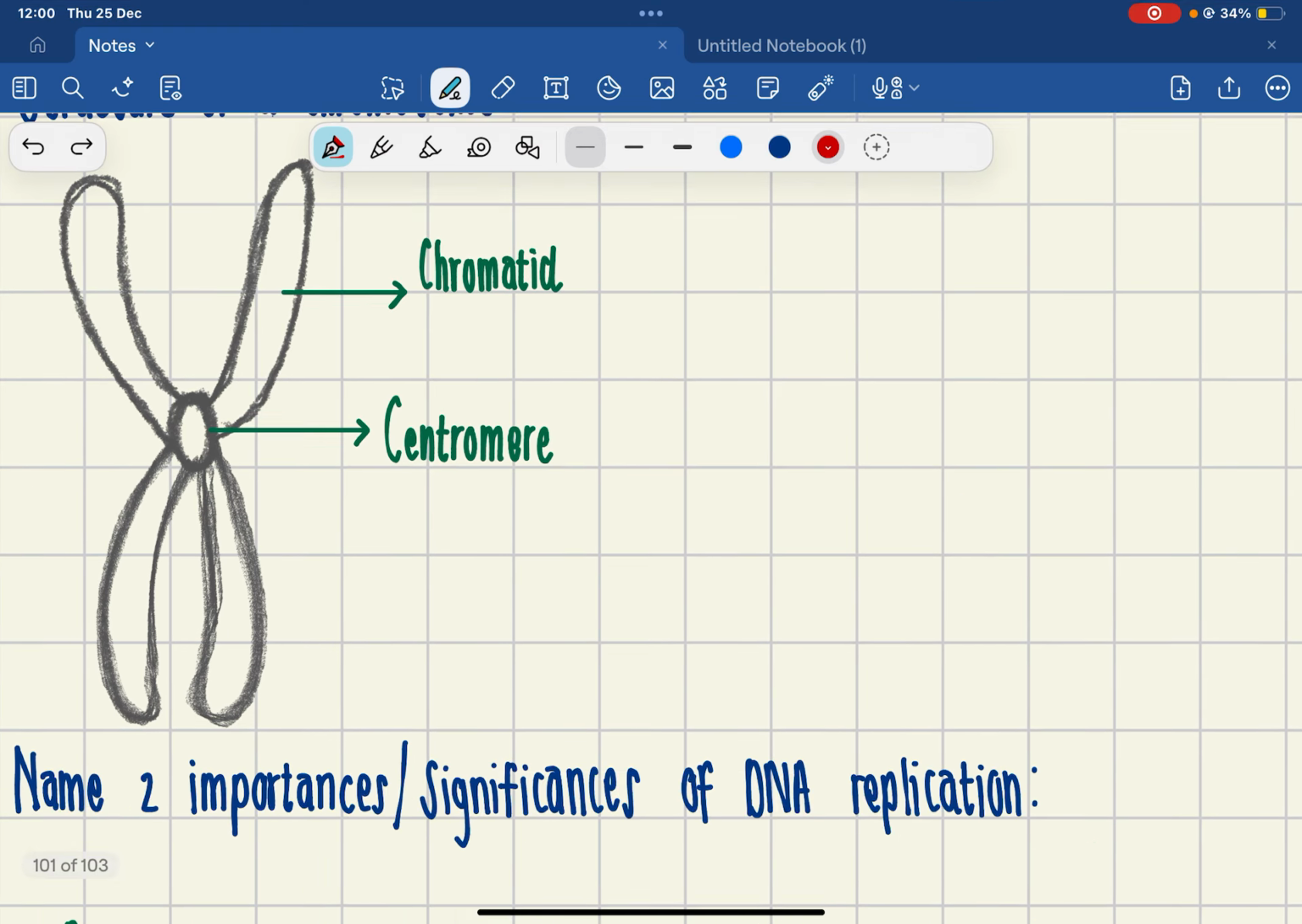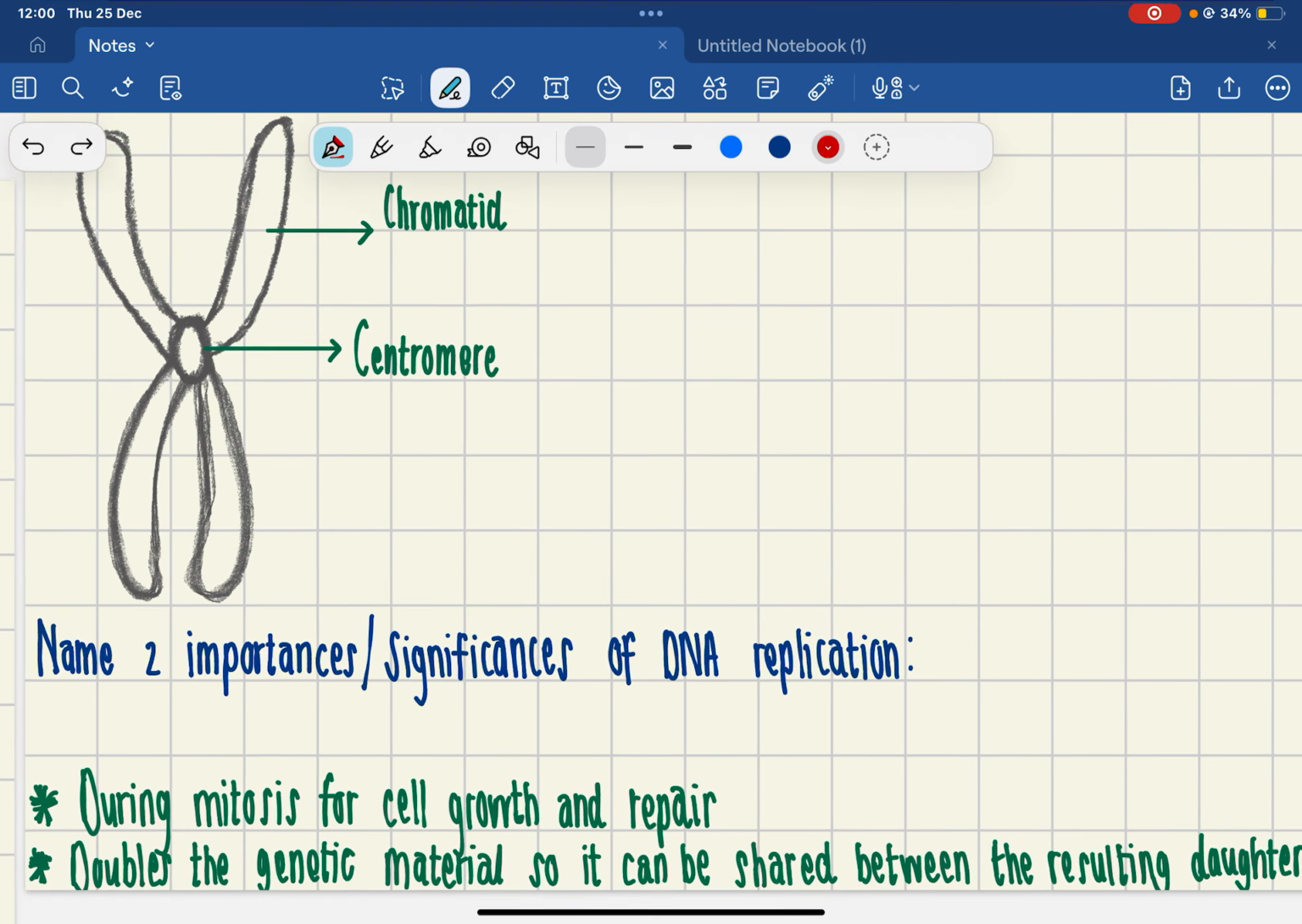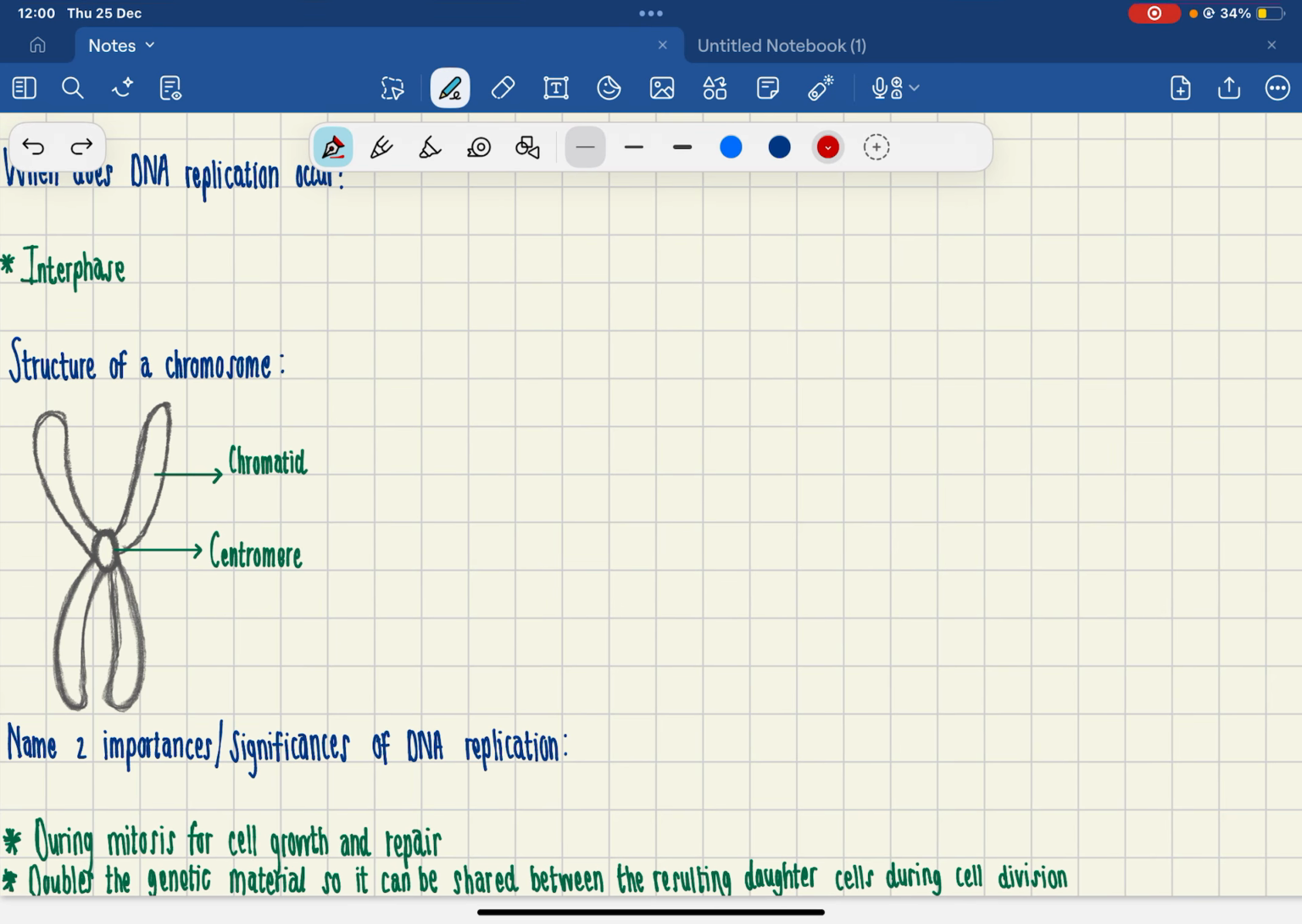So, we said that this is a chromosome. Now, why is this whole process of DNA replication significant? Why is it important? Why do we have to learn about it? What significance does it hold? During mitosis, if you remember PMAT, mitosis is a process whereby we make identical copies of a cell, for cell growth and repair.